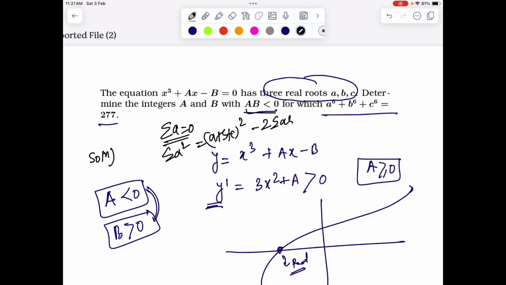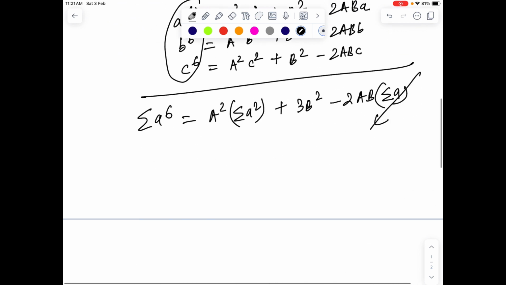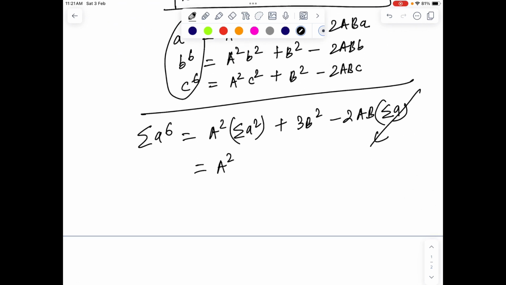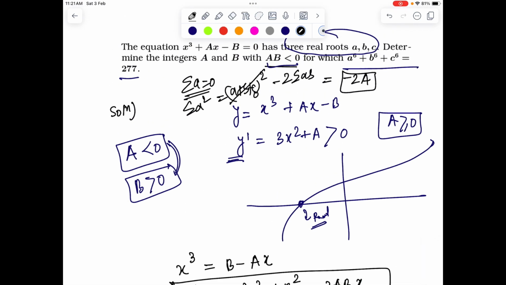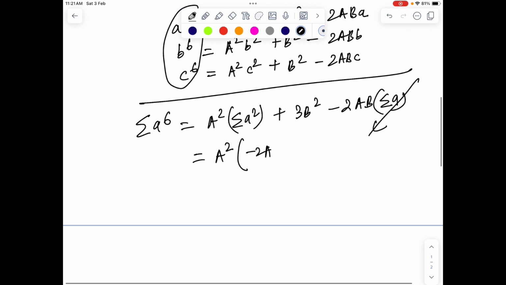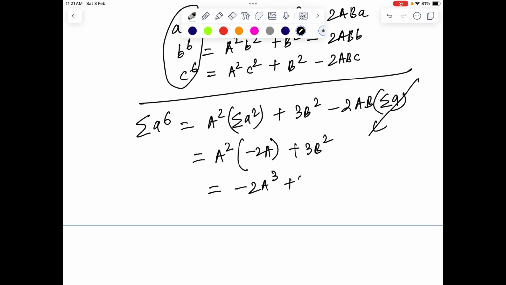Now sigma a square is (a plus b plus c) whole square minus 2 times sigma ab. The sum of roots is already 0, and sigma ab is the sum taken 2 at a time, which is c by a, so it's going to be a by 1. So minus 2a. We'll use this information. So we have a square times sigma a square, which is 0 minus 2a, plus 3b square, sigma a being 0. So finally we have minus 2a cube plus 3b square.